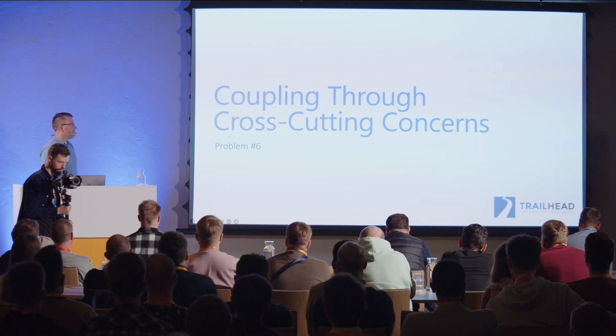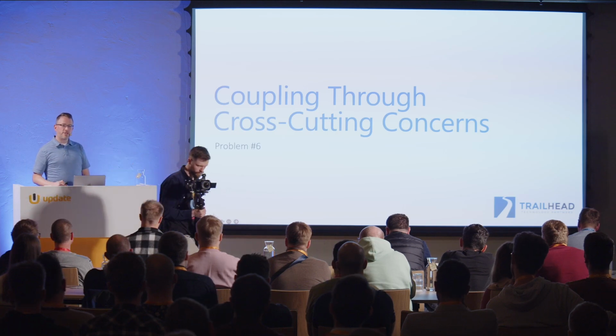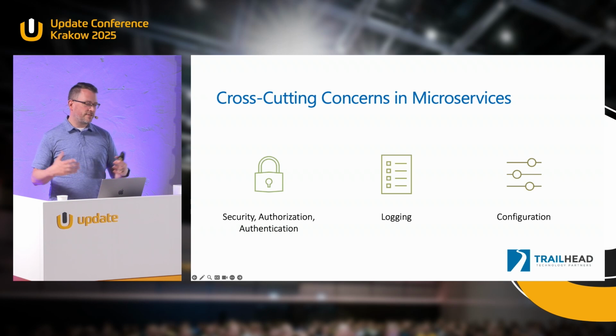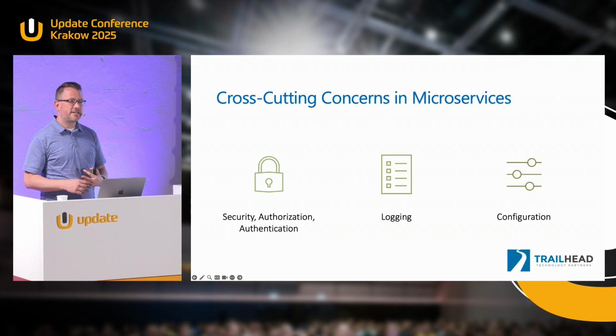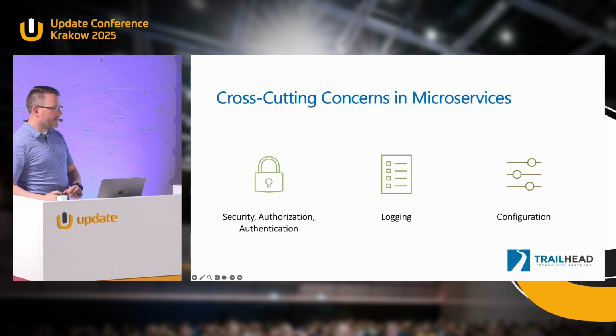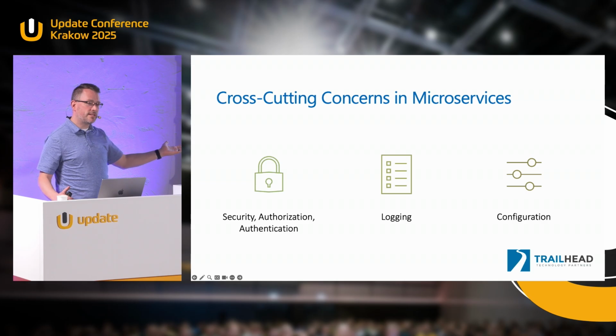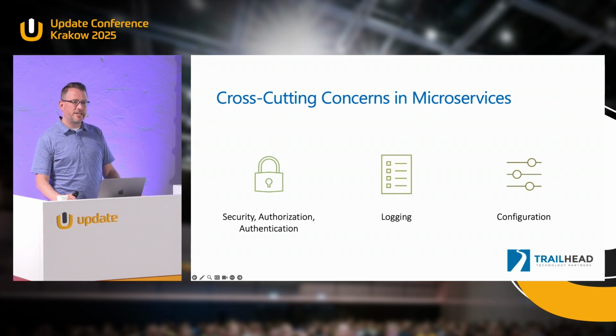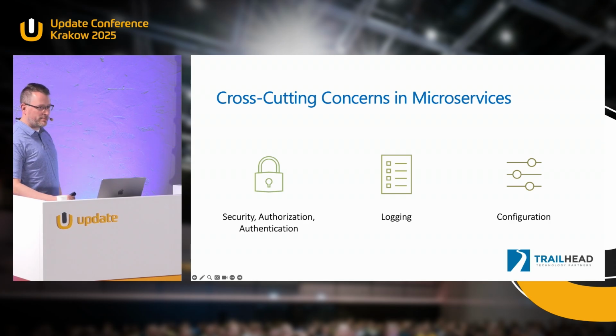Problem number 6 is coupling your microservices to each other through your cross-cutting concerns. Cross-cutting concerns, if you're not familiar with that term, are just anything that every part of the application cares about. So examples: security, logging, configuration. These are things that should probably be accessible and shared throughout your entire application. If you're doing a monolith, you would probably write class libraries that would do each of these things, and then that class library would be shared throughout the application. Every part of the application would access configuration the same way, would access security information the same way.